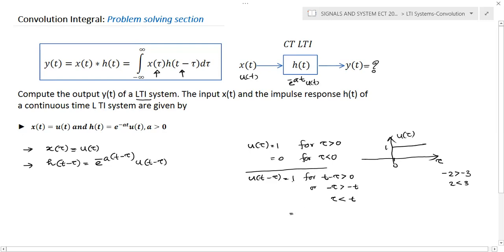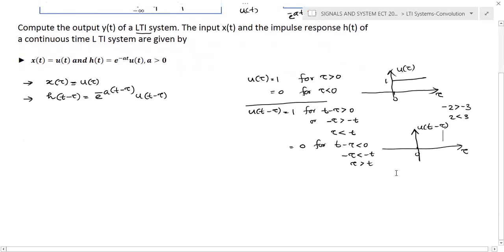So now we got this particular function u of t minus tau is equal to 1 for tau less than t, and is equal to 0 for t minus tau less than 0, or you can write minus tau less than minus t, or you can write tau greater than t. Now if you draw the waveform for this particular function, tau is the variable, and here you can put 0, and you can draw u of t minus tau. And for this particular case, tau is the variable and there is a factor t.